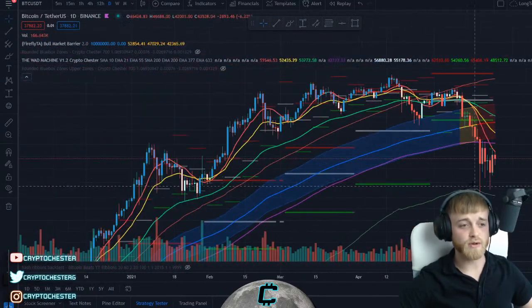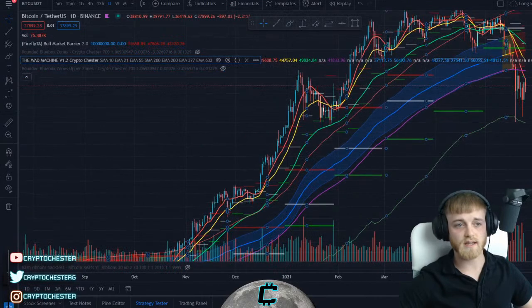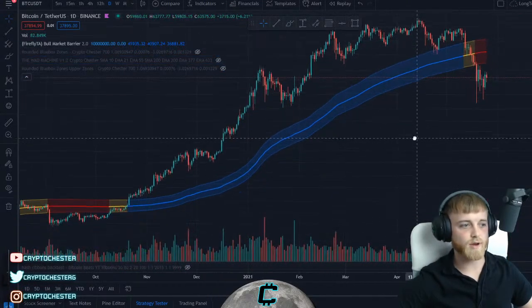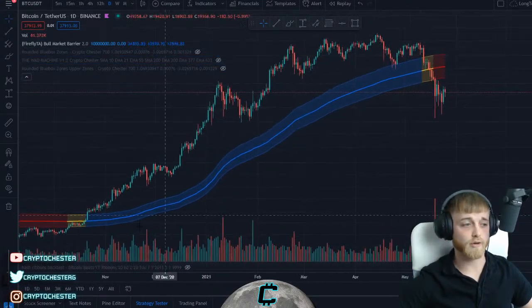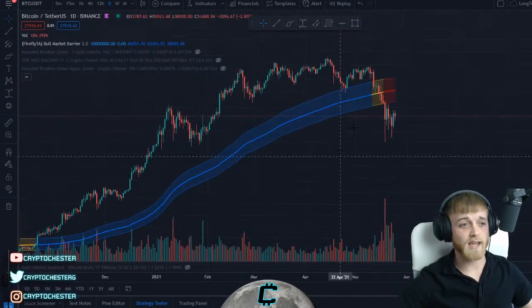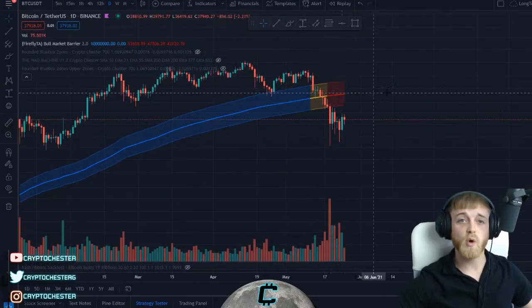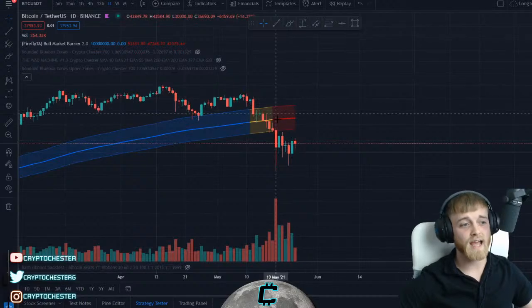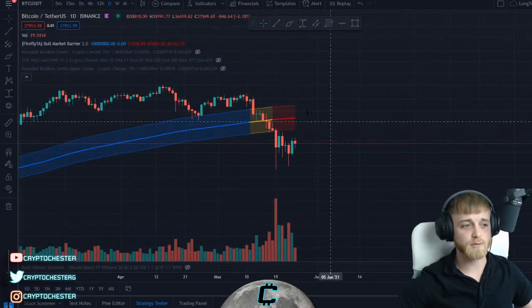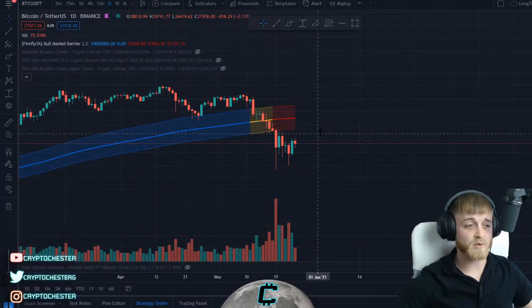And obviously the reclaim of this, let me get rid of this indicator, the reclaim of this bull market barrier that we've got going on here. If we're blue, we're in a bull market. If we're red, we're in a bear market. If we're yellow, we're undecided, right? At this point in time, we have flipped red. We've lost the bull market barrier. It basically means we're in a bear market.